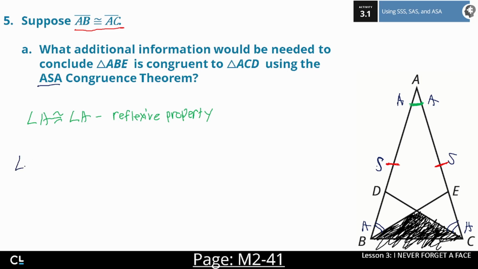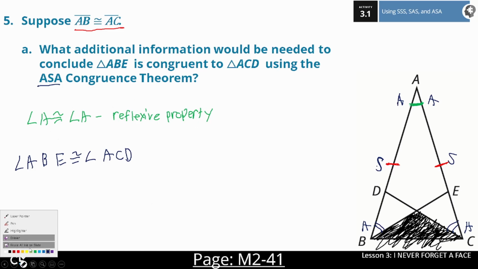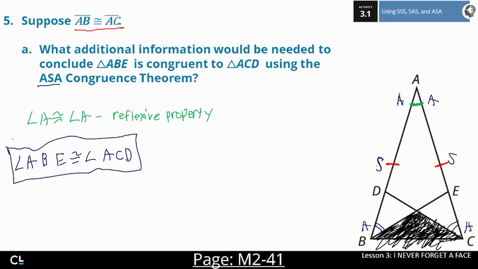We could name them angle ABE, and we could say it's congruent to angle ACD. We don't need the equal sign there. I keep writing that equal sign. This is the information we would need to know that we're not told. This information in green, I could tell from the picture. I don't need to be told that. But this information right here, I need to be told. We need to be told this in order to prove this by angle, side, angle. That's the information we're missing. And if we have that information, now we have our angle, side, angle.